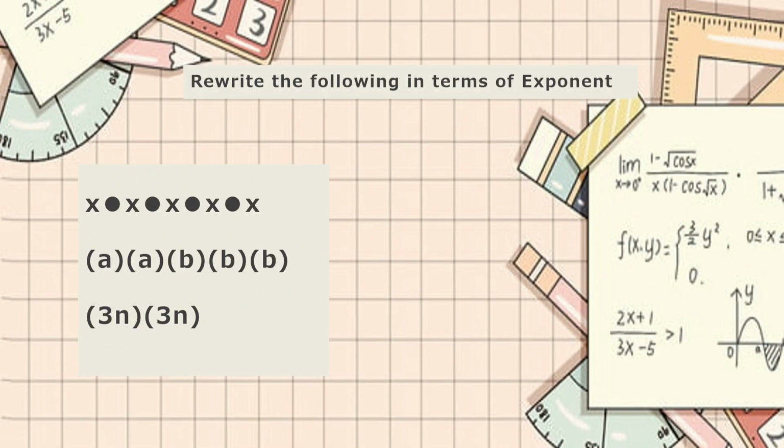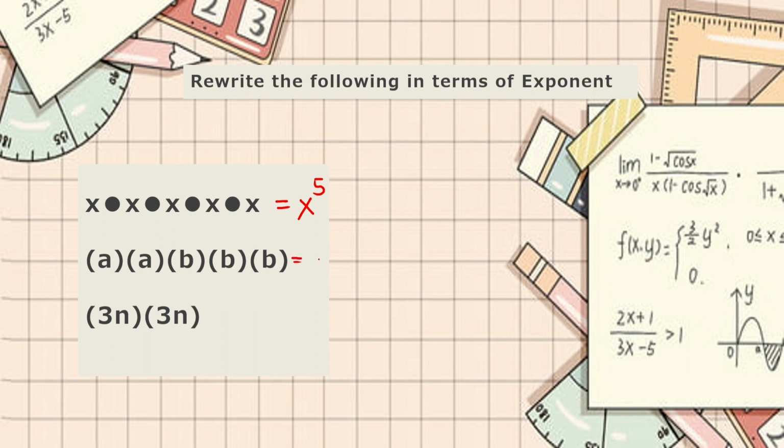Let's try to rewrite the following in terms of exponent. We have x times x times x times x times x. If we write this in exponent form, that is x raised to 1, 2, 3, 4, 5. So that's x raised to 5.